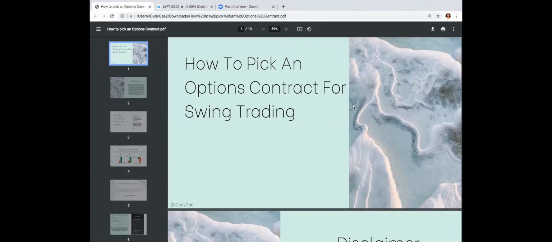Interesting. So I'll go ahead and say that again. Today we're going to be covering how to pick an options contract for swing trading.